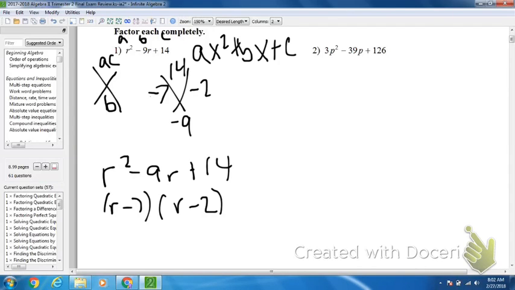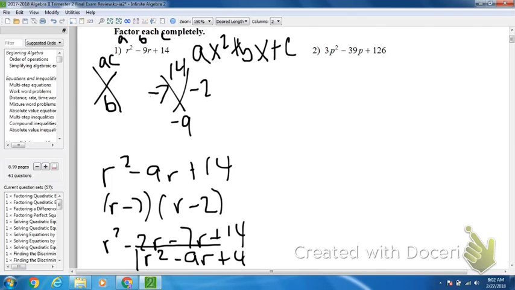And I can always check to see if that's the correct answer by multiplying that back out. If I do that, it should give me r squared minus 2r minus 7r plus 14, which is r squared minus 9r plus 14, which is what I started with and is my correct answer.